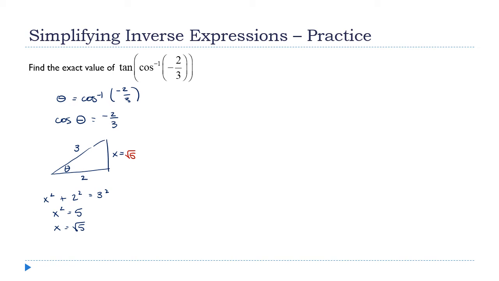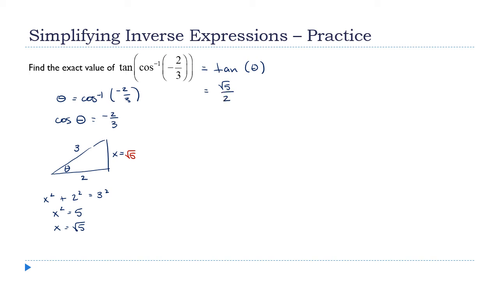And now I can answer my question, right? This is the tangent of my new angle theta. And looking at the diagram, the tangent is opposite over adjacent. So this is the square root of 5 over 2.